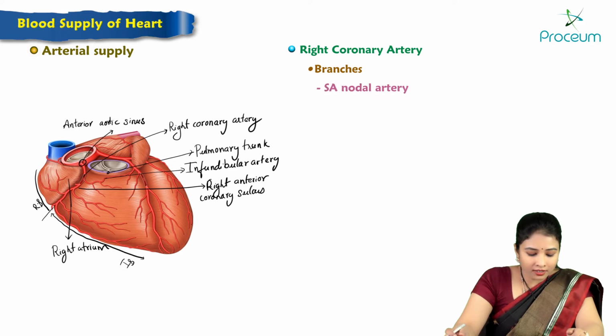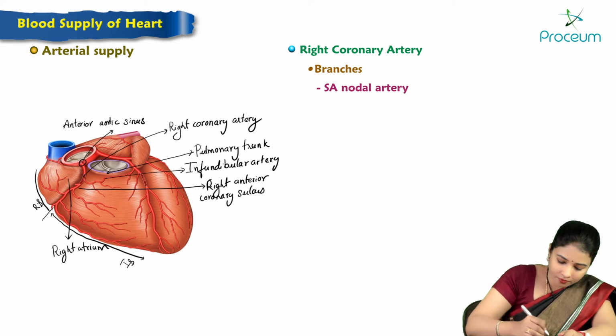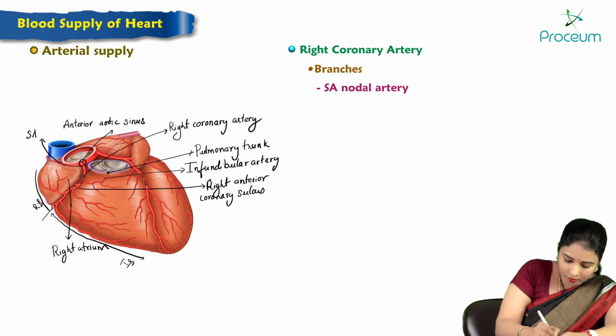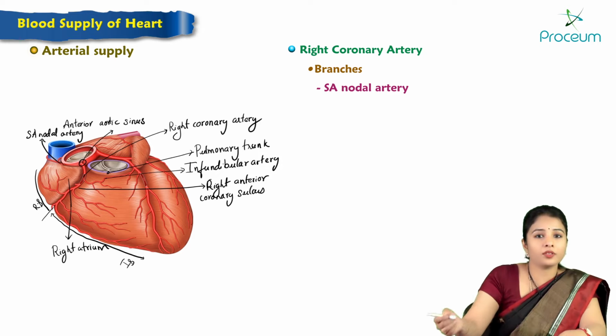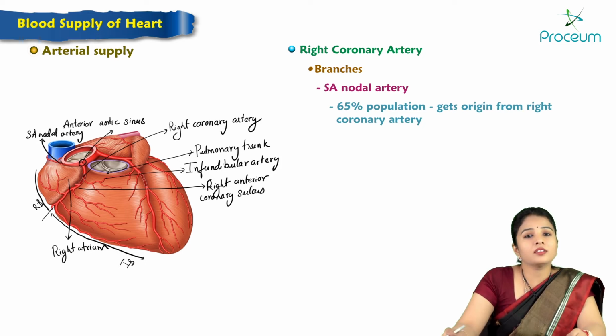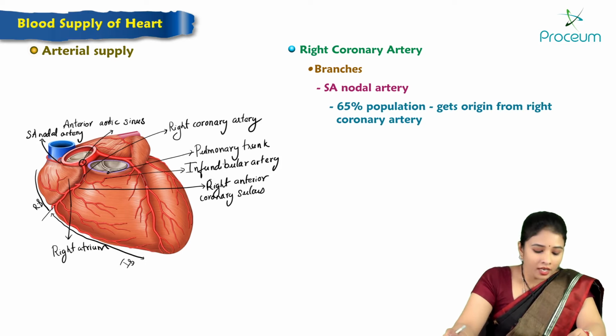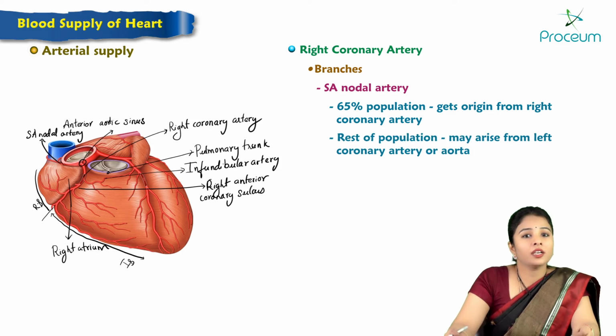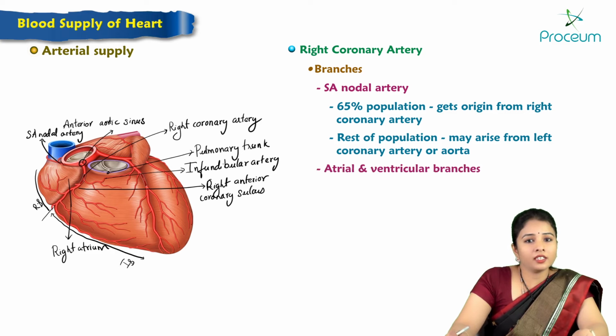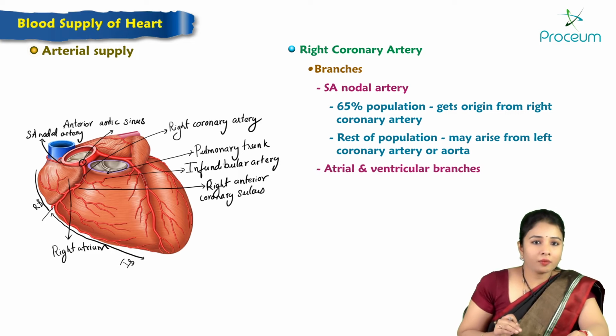And the next artery is the SA nodal artery. We can see the SA nodal artery move towards the base of the superior vena cava. In 65% of the population, the SA nodal artery takes origin from the right coronary artery, and in the rest of the population it may arise from the left coronary artery or directly from the aorta. The other branches are the atrial branches and ventricular branches.